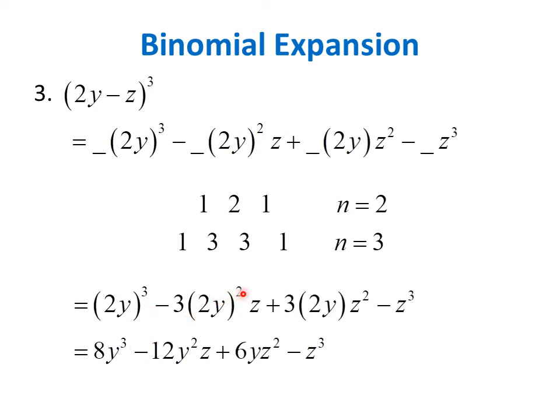Let's see. We have here the exponent. So let's raise these factors to the exponent 2 first. So we have 2 squared: 2 times 2, 4. Times 3, that is 12. Okay, and the remaining expression is y to the 2, or y squared, times z. Okay, plus, so let's multiply the numbers. 3 times 2, that is 6. And the remaining expression is yz squared. So we have yz squared minus, copy the z cubed. Okay, and this is the binomial expansion of this expression.